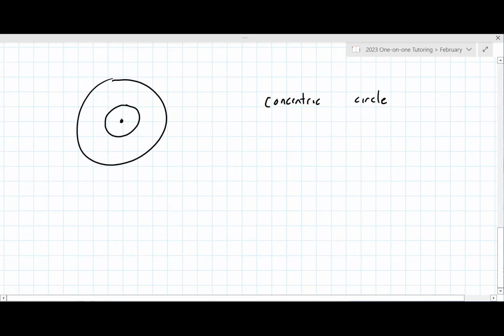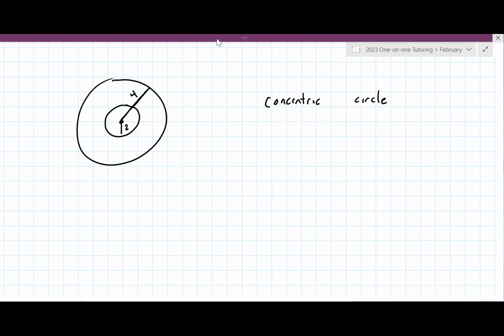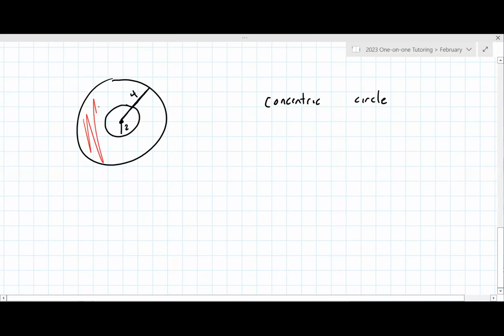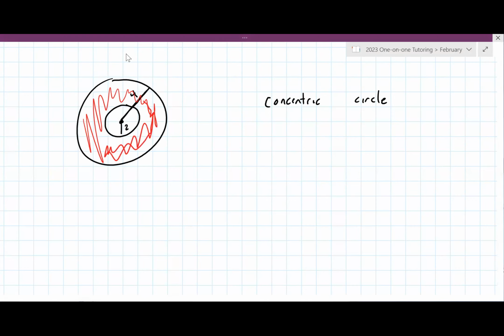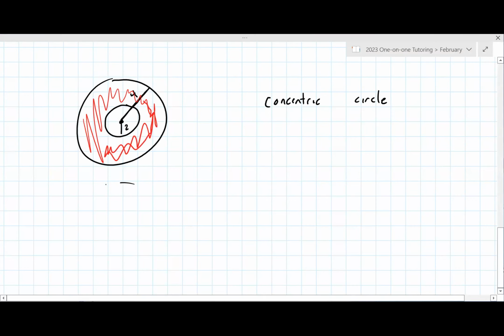Okay, so these are concentric circles that make up a donut. The radius of the little circle is 2. The radius of the big circle is 4. We want the donut. So to find the area of the donut, we have to first find the area of the large circle and subtract out the area of the little circle.